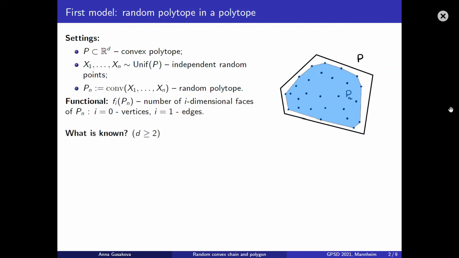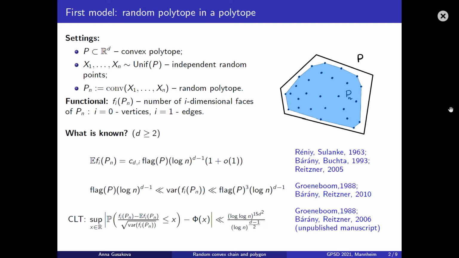So what is known so far? So far we have the asymptotic formula for the expectation of the number of i-dimensional faces fi, and we also have upper and lower bounds of the same order for the variance of fi of Pn. But the asymptotic formula for the variance is not known so far, and in the general case it's quite a complicated question. We also have a central limit theorem with a speed of convergence, but the speed of convergence contains a factor log n, which is believed to be not optimal. Optimal would be some constant here independent of n.